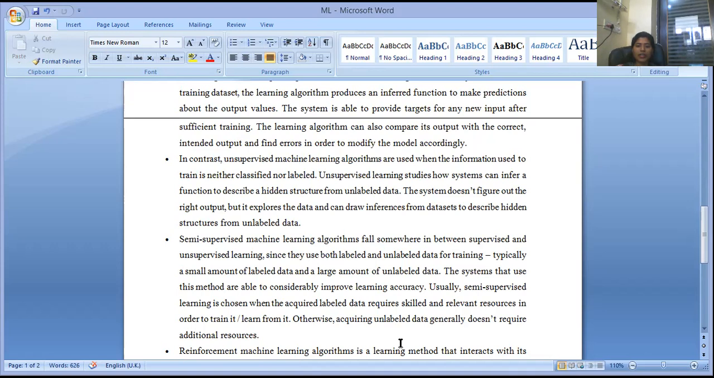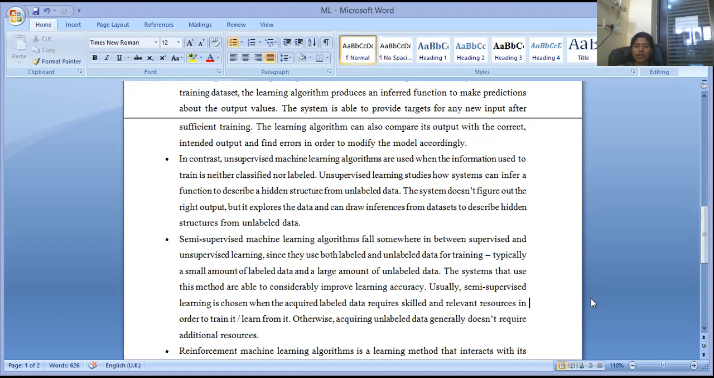The systems that use this method are able to considerably improve learning accuracy. Usually, semi-supervised learning is chosen when the labeled data requires skilled and relevant resources in order to train the network. Otherwise, acquiring the unlabeled data generally doesn't require any additional resources.